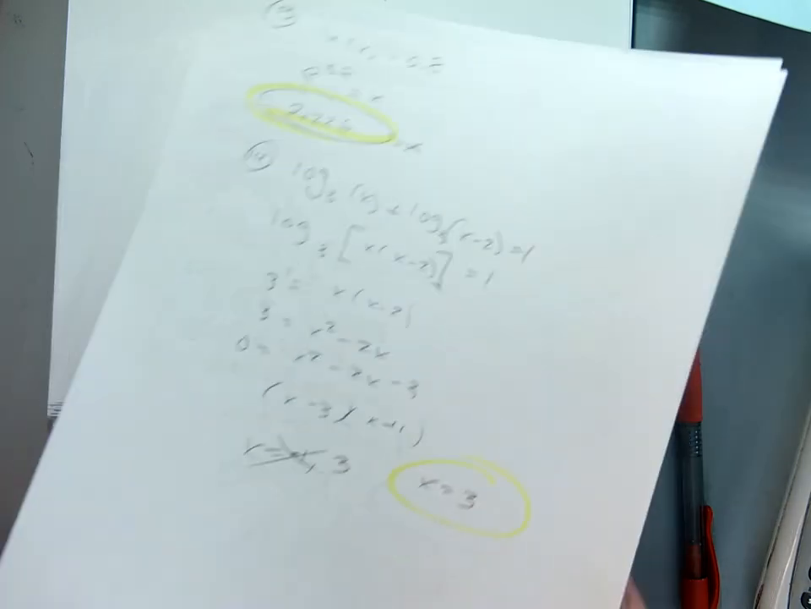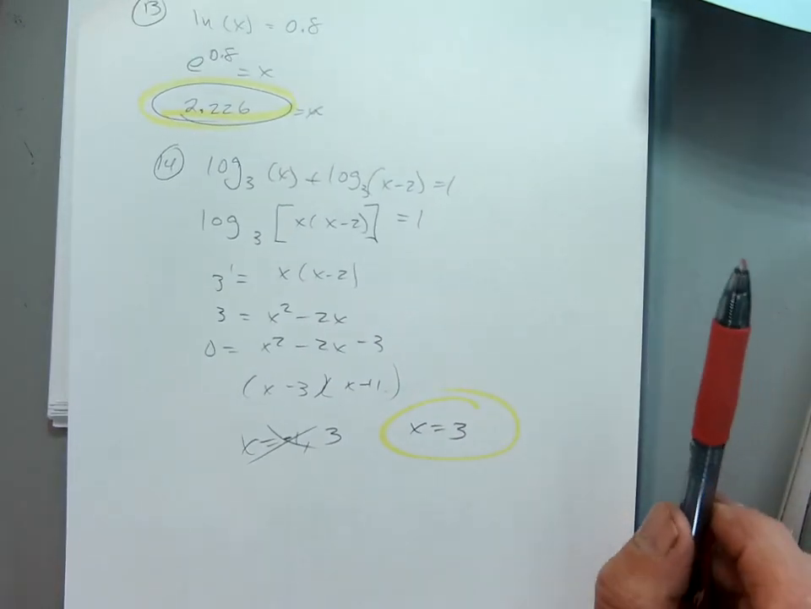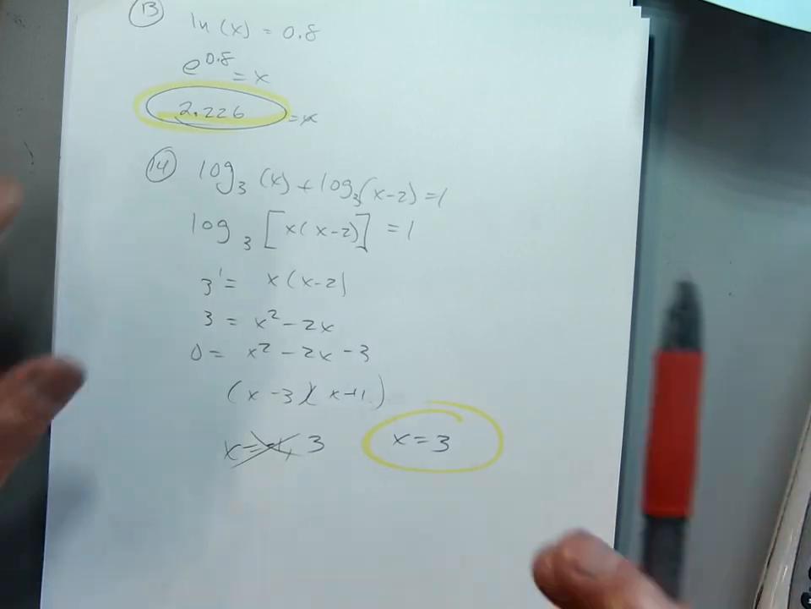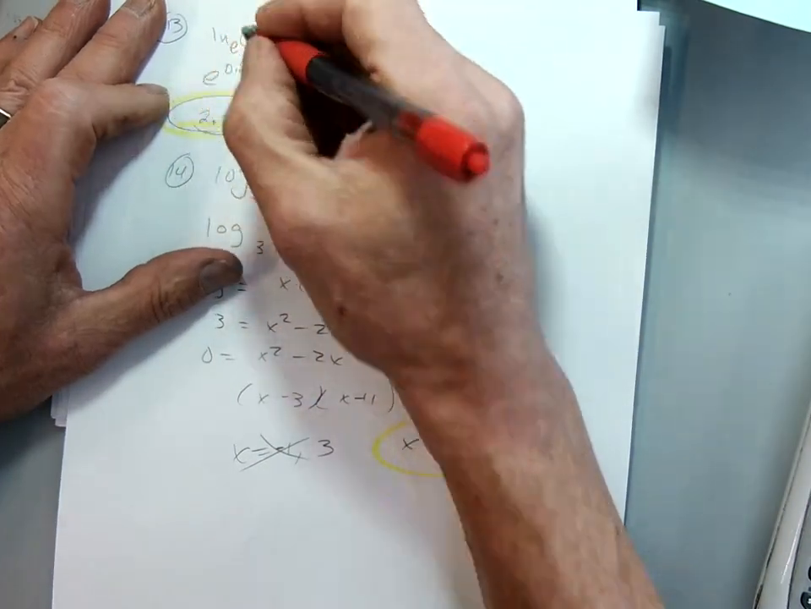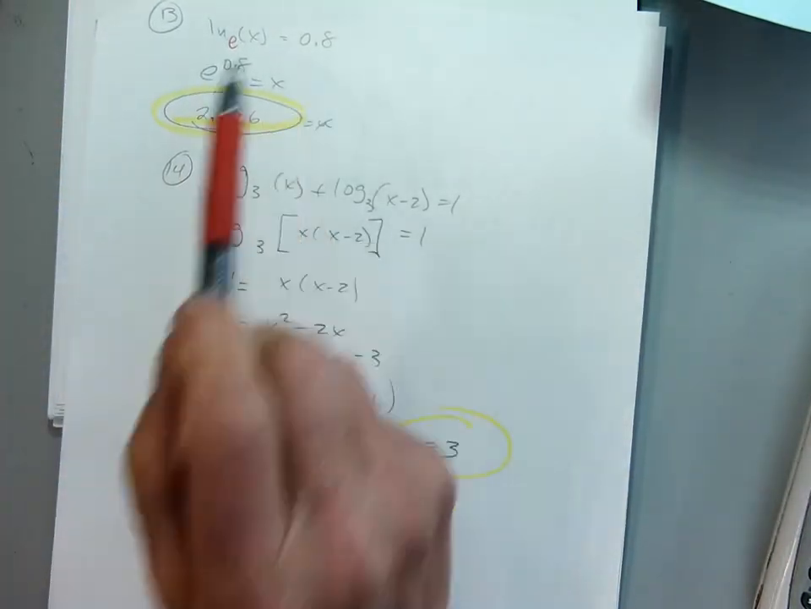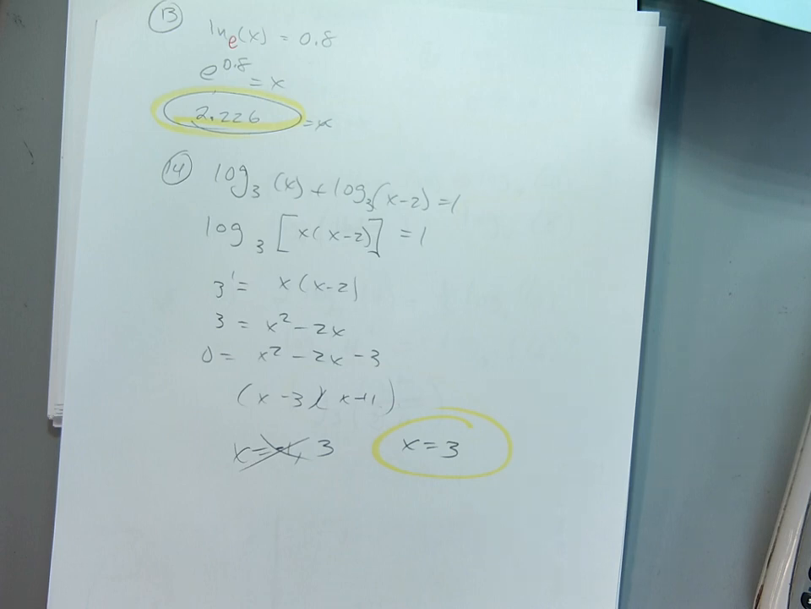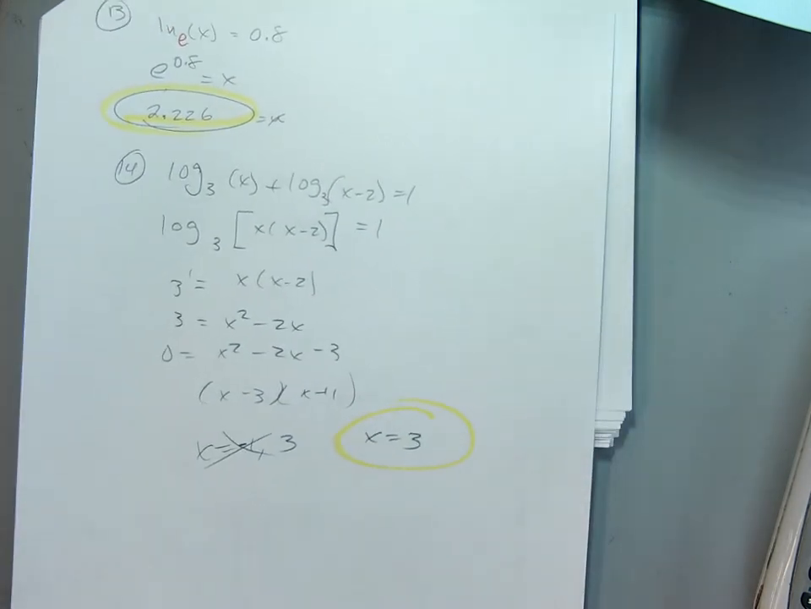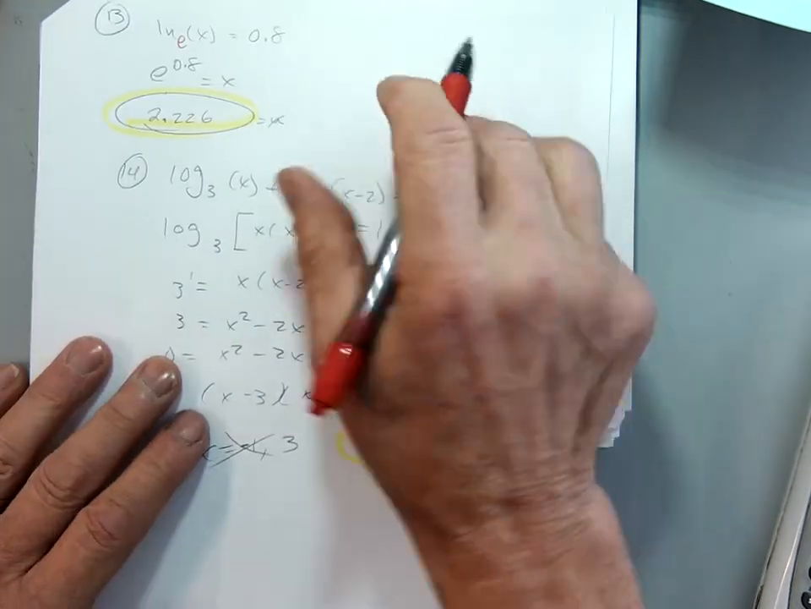Okay, now almost done. Number 13, natural log of x equals 0.8. Now there's an invisible base e, so I went e to the 0.8, and I just used my calculator. What is e to the 0.8? It's about 2.226.